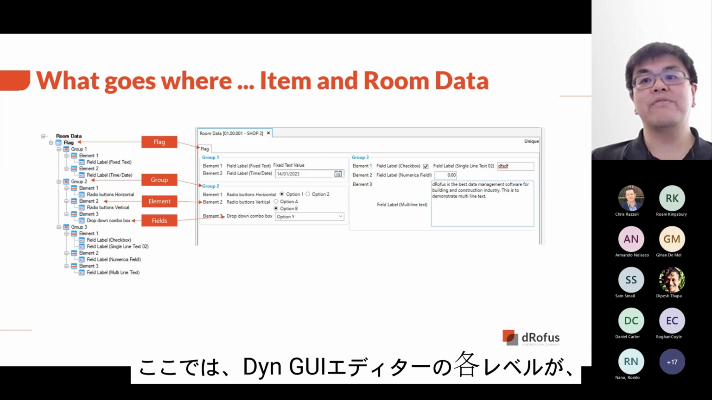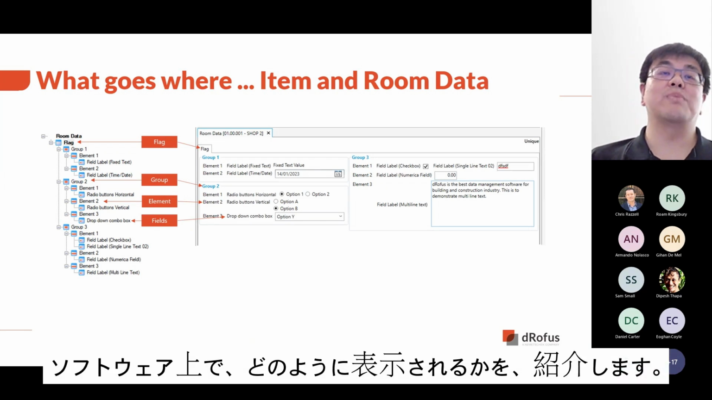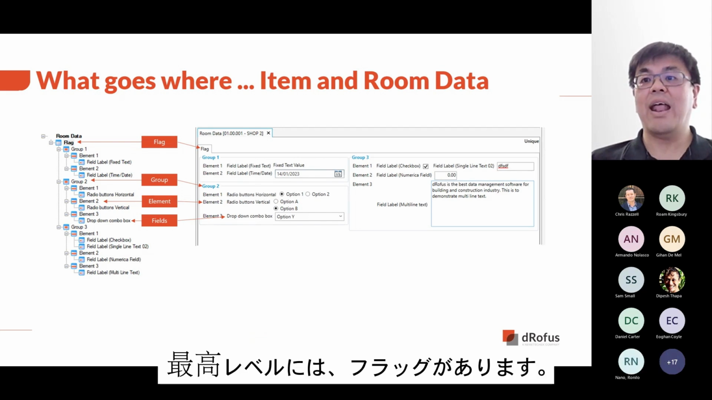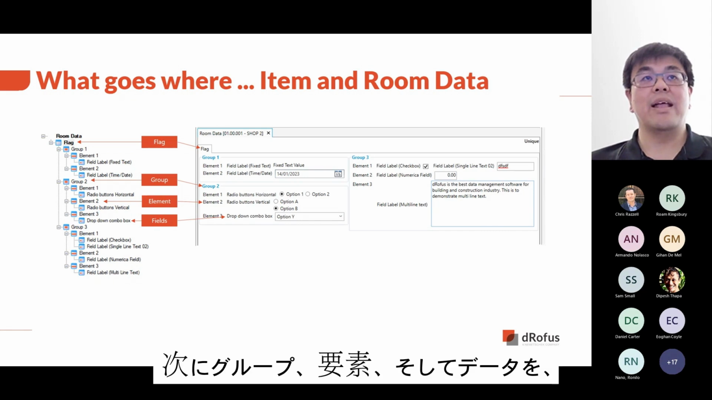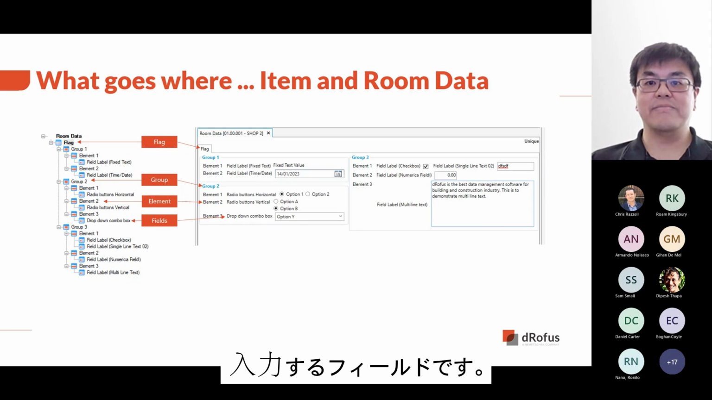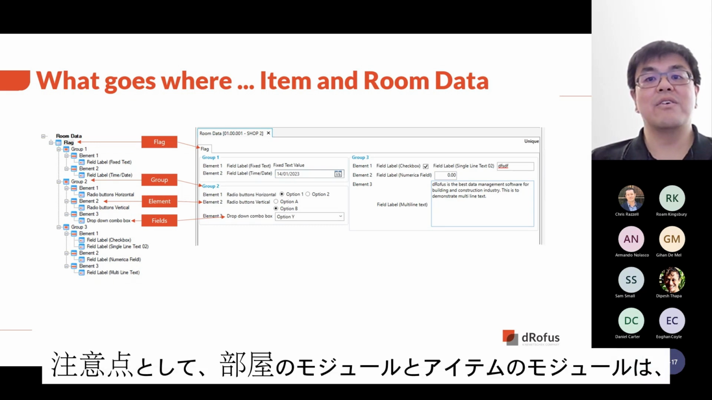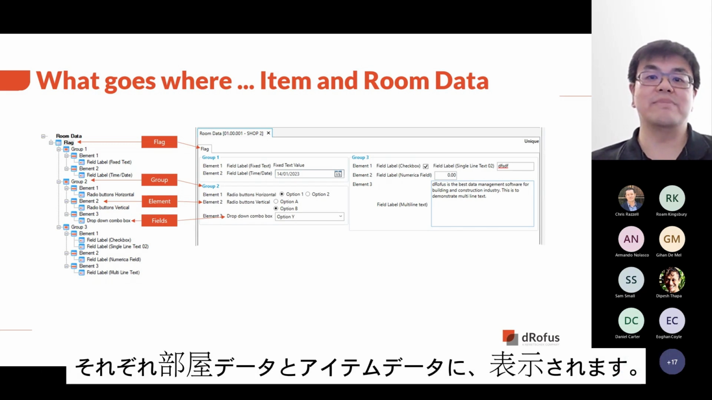And here we will show how the different levels in the DynGUI editor are displayed in the software. At the highest level, we have the flag. Next is the group, then the element, and the field, which is where you input your data. As a note, room and items modules are displayed in the room data and item data respectively.